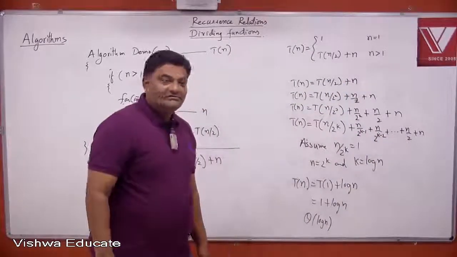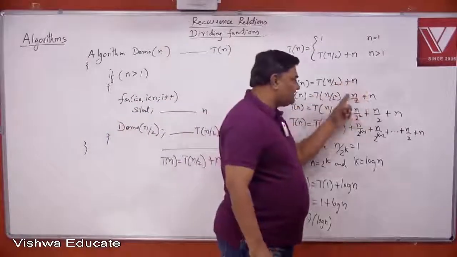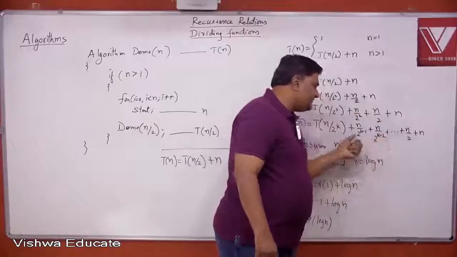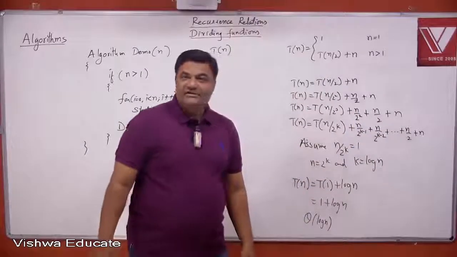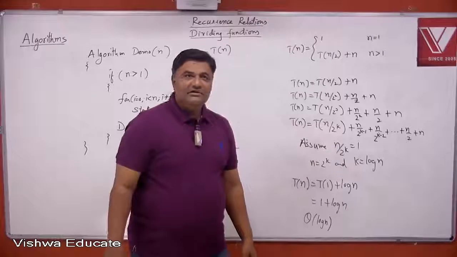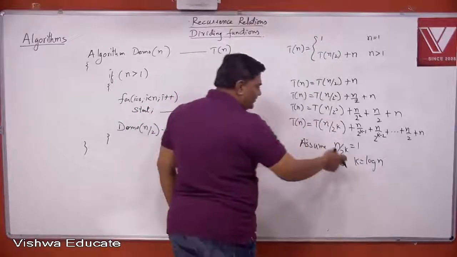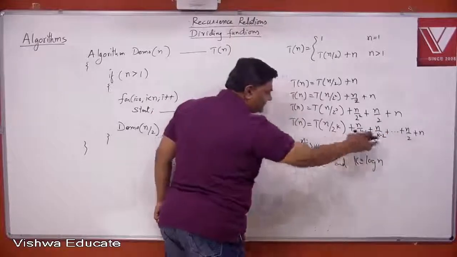Okay, all the terms are: this is n, then that n as it is, n by 2. Then these two as it is, n by 2 square. Then all three as it is, then n by 2 power k minus 1. So these are the terms we got. Now lastly, we know this. Let us solve this one.